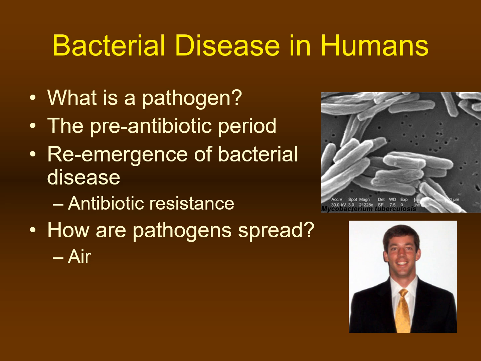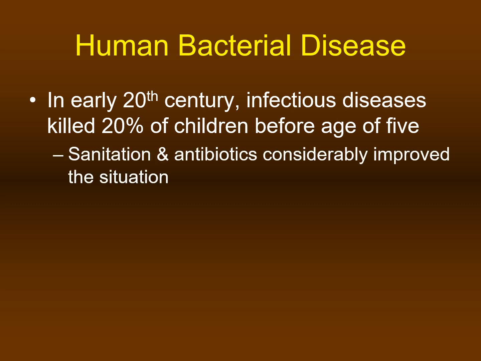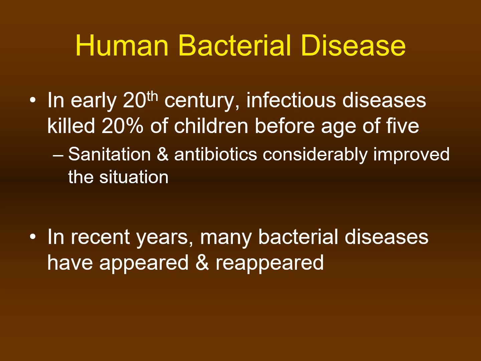Pathogens can be spread by air, by respiratory route or aerosols, by contaminated water, in other words, by fecal-oral route, or by vectors such as ticks and mosquitoes. In the early 20th century, infectious diseases of different sorts killed roughly 20% of children before the age of 5, so it was a major factor in mortality. Improved sanitation and the use of antibiotics improved the situation considerably, but in recent years, as we mentioned before, many bacterial diseases appeared back.